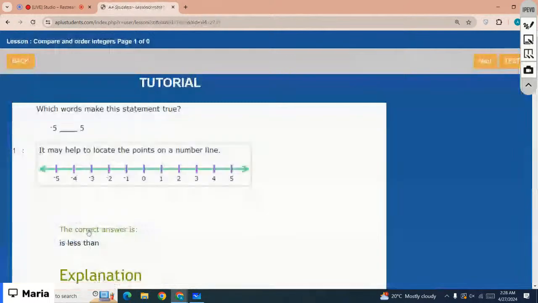Okay, which words make the statement true? You have to compare negative 5 and 5, right? Negative numbers are always less than the positive numbers. So negative 5 is less than 5 because negative numbers are always less than the positive numbers. So negative 5 is less than 5. Okay, let's just start with the test questions.